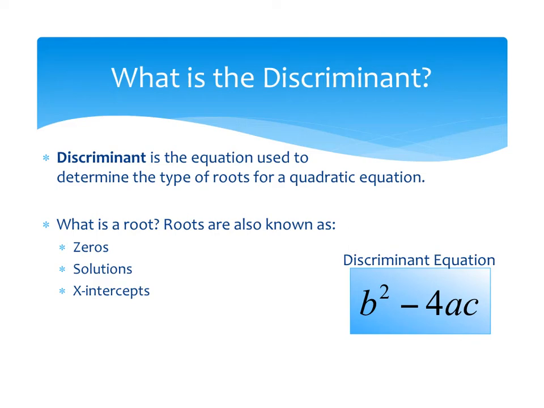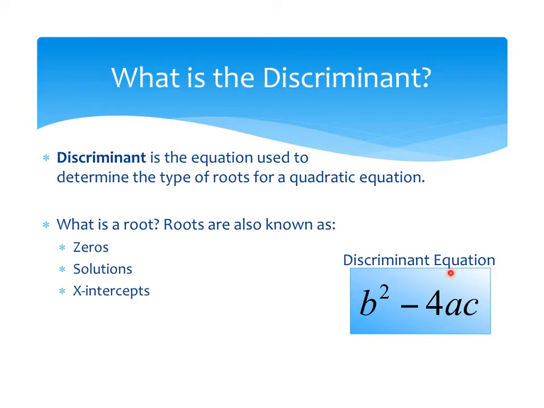In this lesson, we're going to be talking about our discriminant and how it's used to determine the type of roots for a quadratic equation. Well, we first need to know what roots are. Roots are basically zeros, solutions, or x-intercepts. They all mean the same thing, where the graph crosses the x-axis. And the discriminant will tell us how many we have and what type, whether they're imaginary or real.